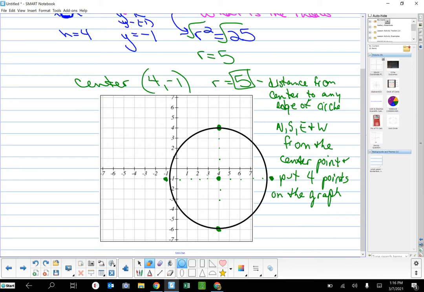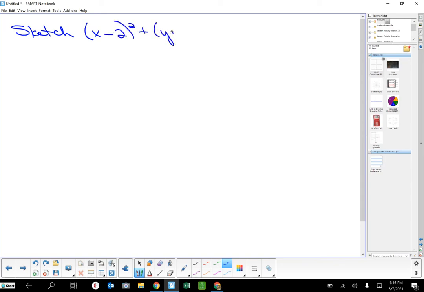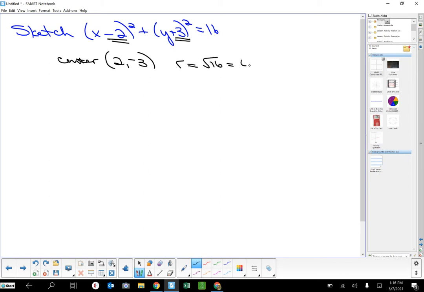Here's another one. We'll go to another page. I'm not going to throw some paper on here. We'll just grab a pen. We'll say sketch (x minus 2) quantity squared plus (y plus 3) quantity squared equals 16. And this one, we know the center is at 2, -3, right? So looking at the signs here, and I know the radius equals the root of 16, which is 4.